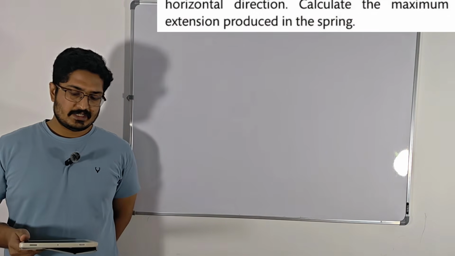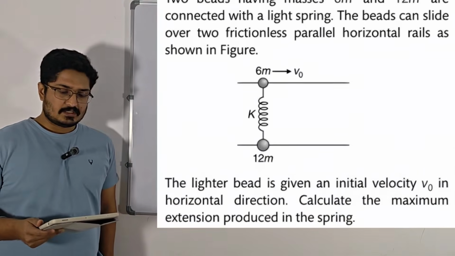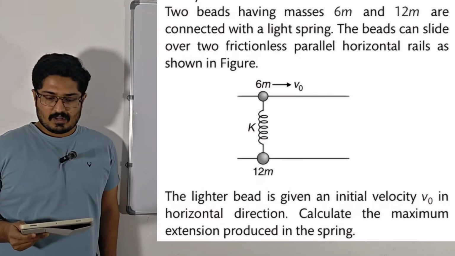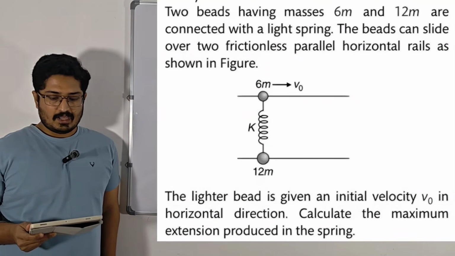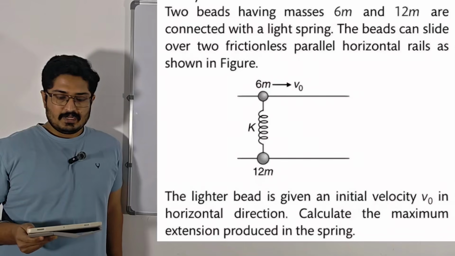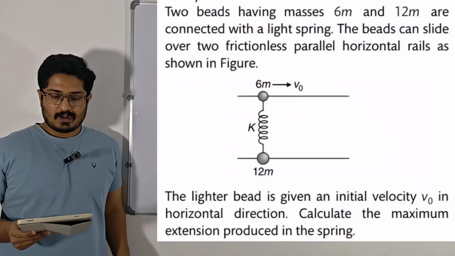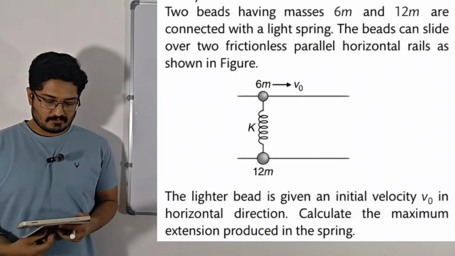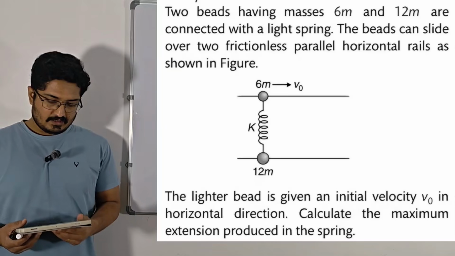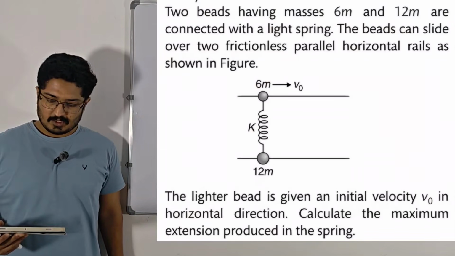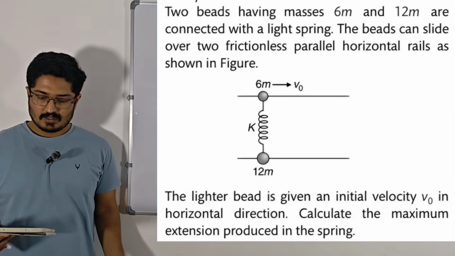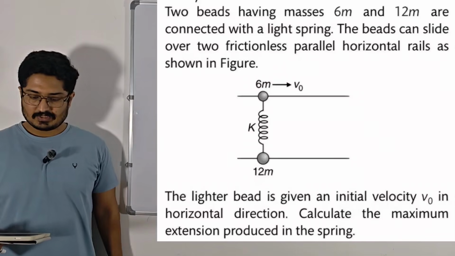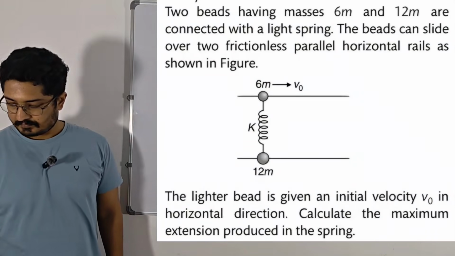Let's try this. It says that there are two beads having masses 6m and 12m. They're connected with a light spring. The beads can slide over frictionless parallel horizontal rails as shown in the figure. The lighter bead is given an initial velocity of v naught in the horizontal direction. Calculate the maximum extension produced in the spring.